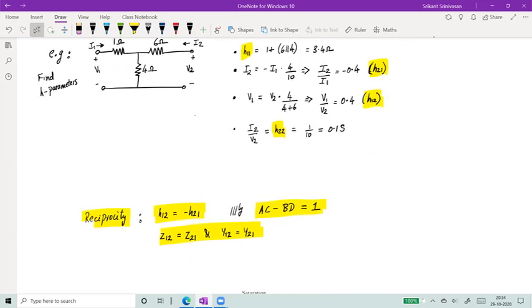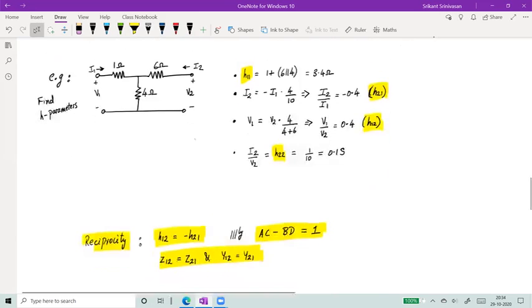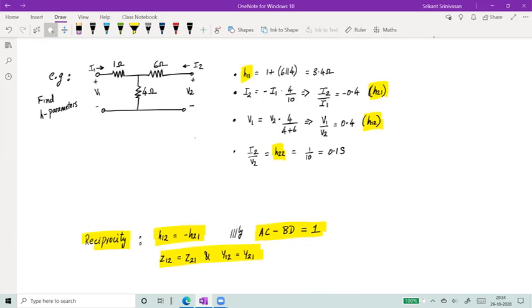The phenomenon of reciprocity that we discussed earlier means that Z12 is equal to Z21, and similarly in the case of admittance, Y12 is equal to Y21, in the two-port network parameters. In the case of H parameters, this is a reciprocal network because there is no active element, it's all passive linear elements, just resistors. And you saw that H21 is equal to minus H12.